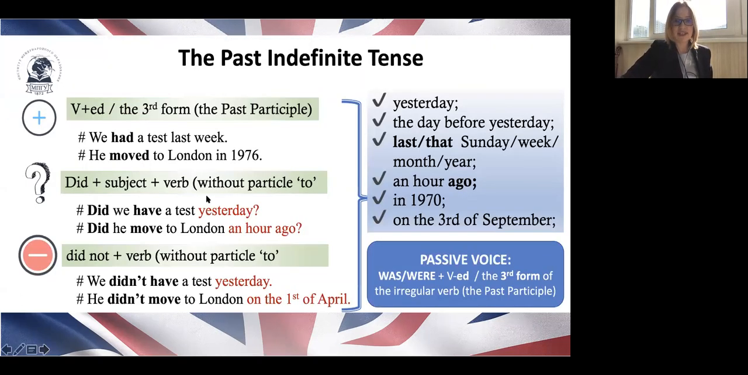Okay. Now let's speak about one more tense, as I have already promised you. We have the past indefinite tense, and let's revise a little bit how to form it. In the positive form, or in an affirmative sentence, we have the verb plus ed, or if you have the irregular verb, we take a look at the 3rd column of irregular verbs, or this form is also called the past participle form. We had a test last week, and he moved to London in 1976.